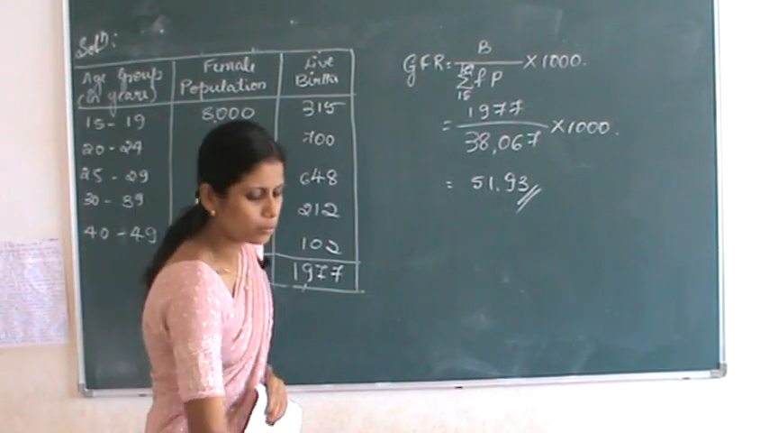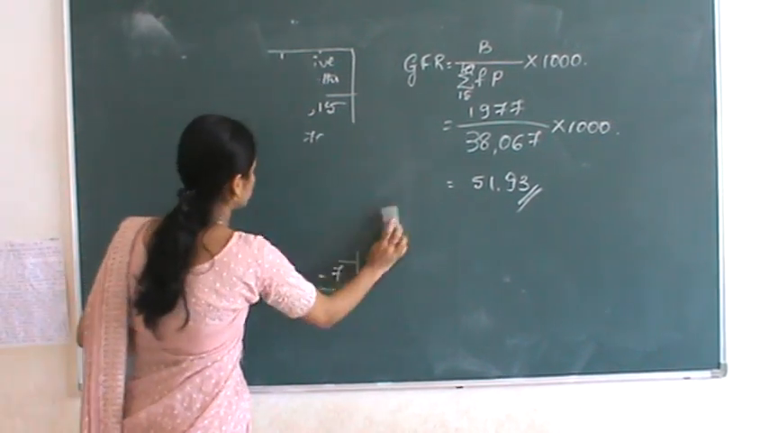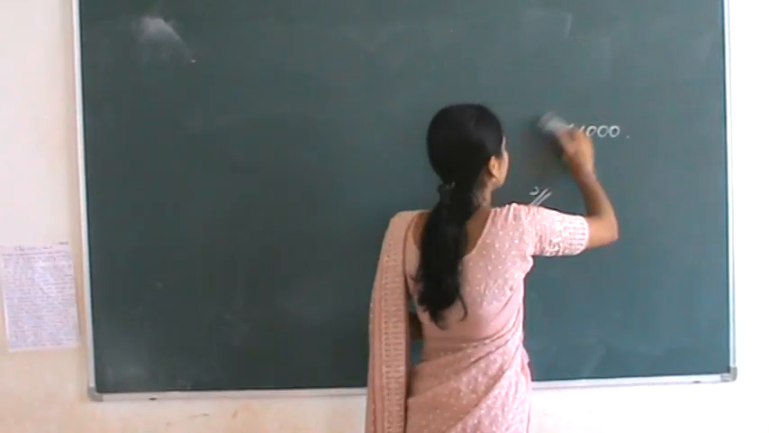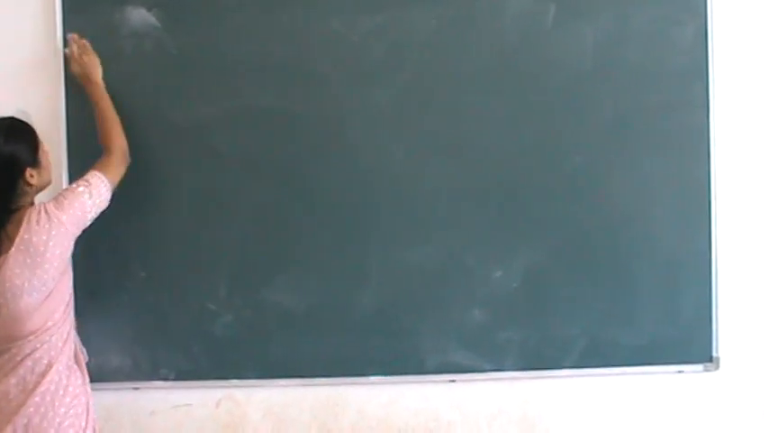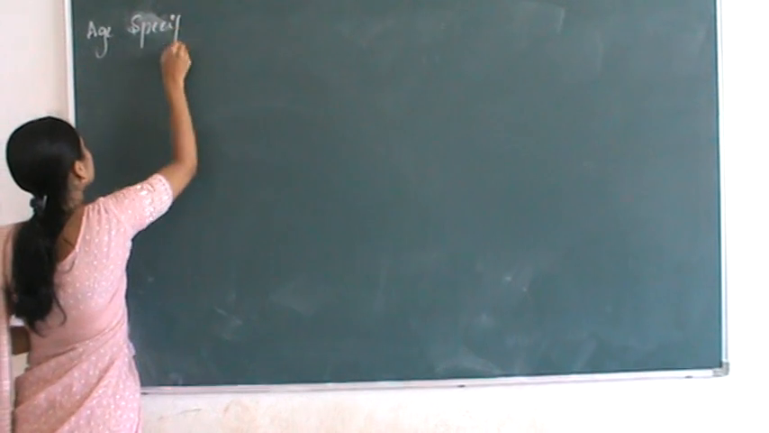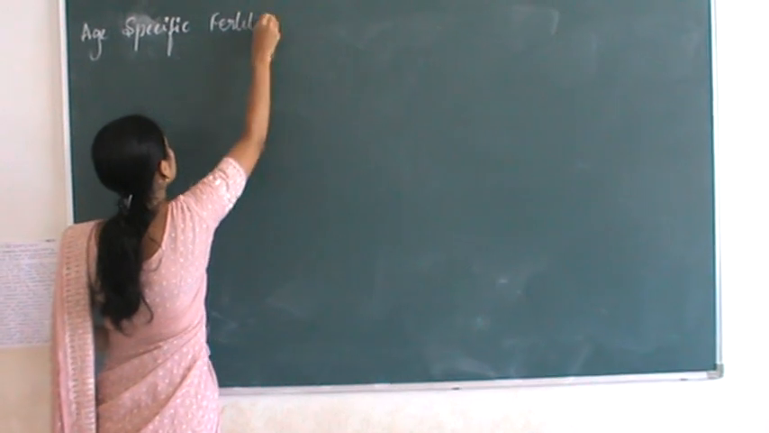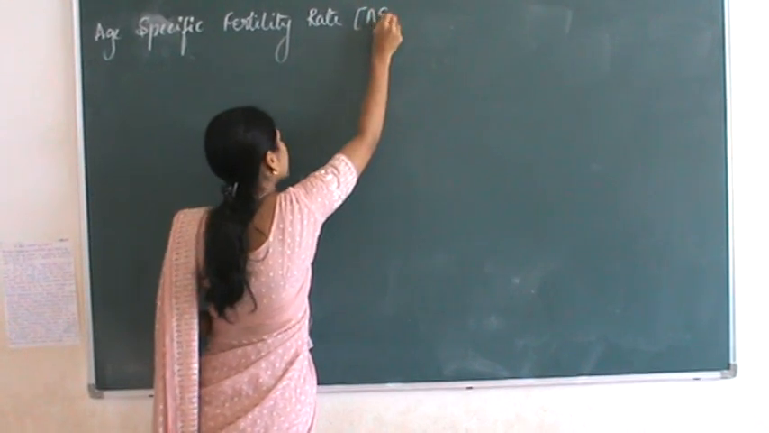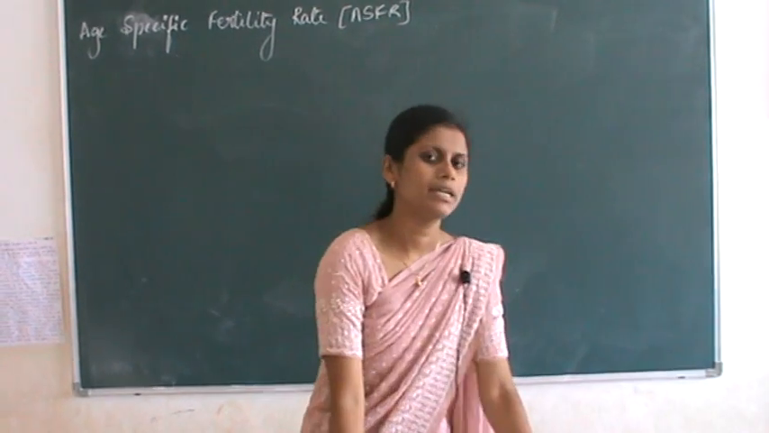So now we will move on to the next measure of fertility. We have already done two measures: one is crude birth rate and one more is general fertility rate. Now we will see the third measure of fertility. The third measure of fertility is age specific fertility rate, call it as ASFR, age specific fertility rate.